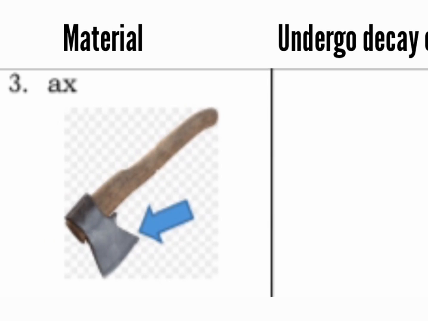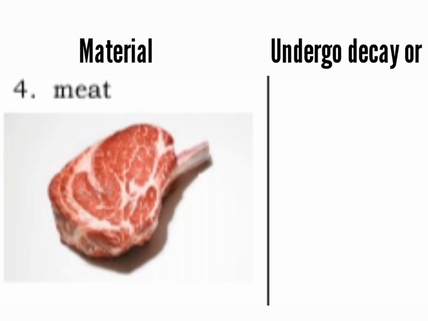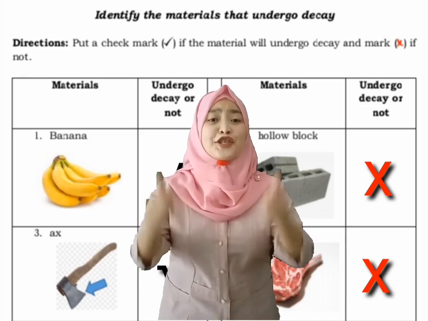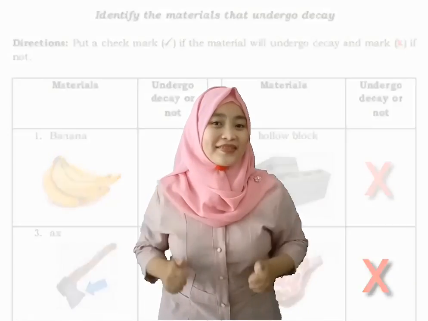Number 3. Axe. Does axe undergo decay or not? Very good. Axe doesn't undergo decay. Number 4. Meat. Does meat undergo decay or not? Very good. Meat undergoes decay. Very good, kids! You've done a great job!